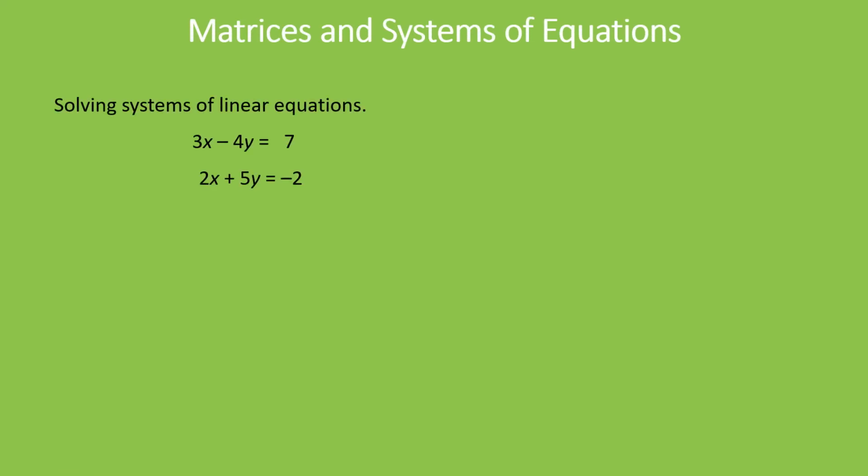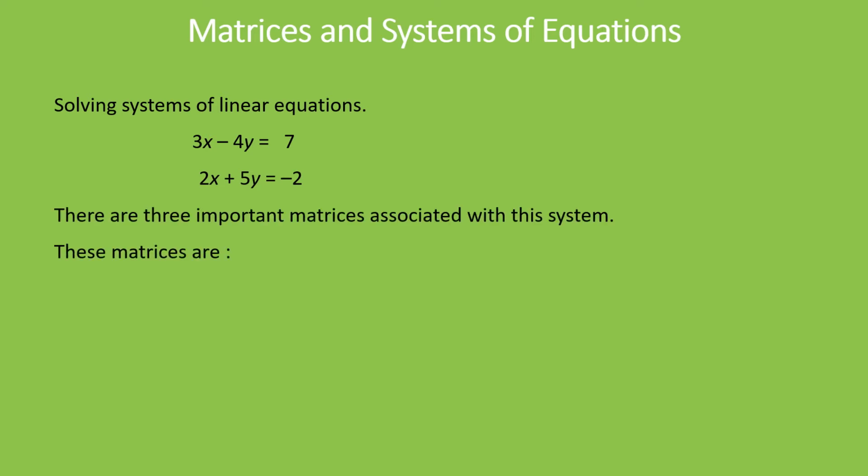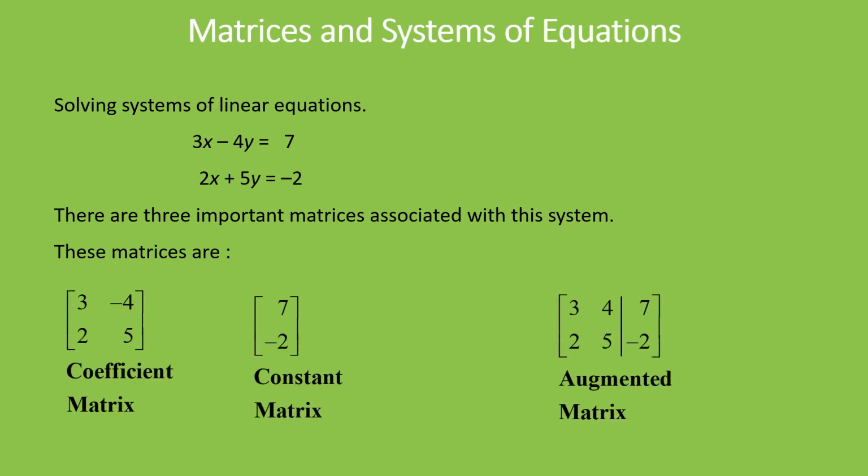Let's take the system 3x minus 4y equal to 7 and 2x plus 5y equal to -2. We have 3 important matrices here: the coefficient matrix, the constant matrix, and the augmented matrix. In the augmented matrix, we are combining the coefficient matrix and the constant matrix.